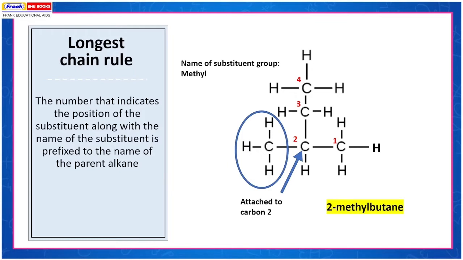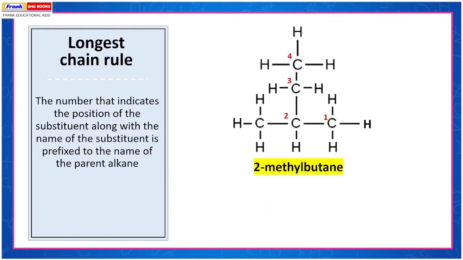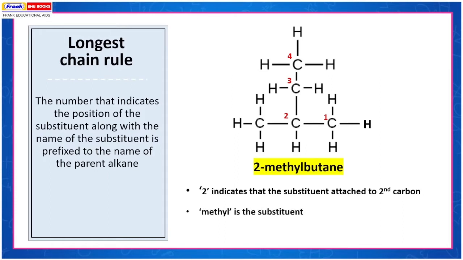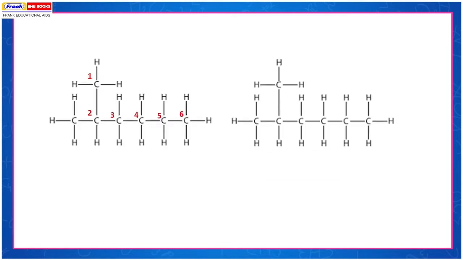The reason being the longest chain comprises 4 carbon atoms, due to which the term butane has been used, and at the second position of the carbon chain, a methyl group has been attached, due to which the nomenclature becomes in total 2-methylbutane. 2 indicates the substituent attached to the second carbon, methyl is the substituent, and butane indicates the longest chain is of 4 carbons. Similar observations are made in the next diagram.